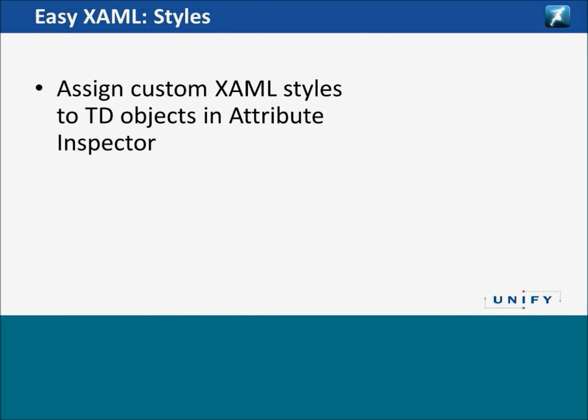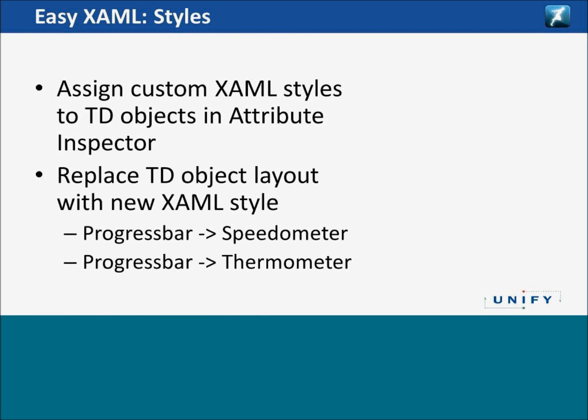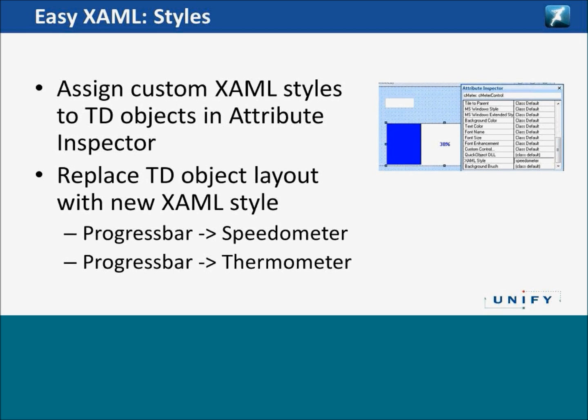So with styles, you assign custom styles to TD objects. Basically, you can turn a progress bar into a speedometer, and those are only examples. That's not all you can do. You can do a lot with that. In Attribute Inspector for controls, you have the XAML style, and you can enter the key of the XAML style in there, and then it will automatically convert this at runtime into the new style for you. So, for example, in this case you see the progress bar on top as it is defined, and at runtime this would show up as a speedometer.